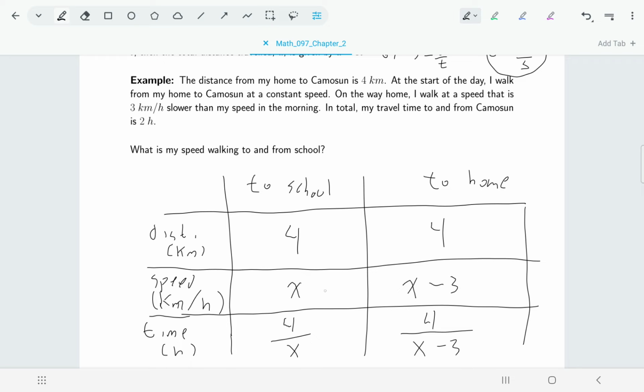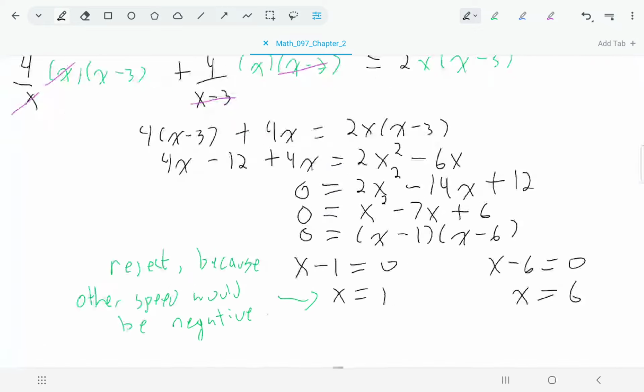as our answer? Because remember, there were 4 things we didn't know. Maybe the question wants us to find our speeds. Maybe it only wants one of the 2 speeds. Maybe the question wants us to find both of our times, or maybe we're only interested in one of our times. So we should go back and read for ourselves what exactly we are looking for. And all that we're looking for here is what is your speed walking to and from school. So we only have to give 2 different things. We have to say we're going to school at 6 kilometers an hour and going home at 3 kilometers an hour. So let's write our little final sentence.